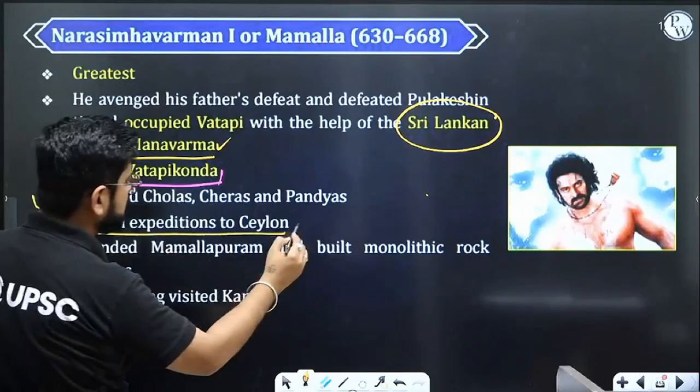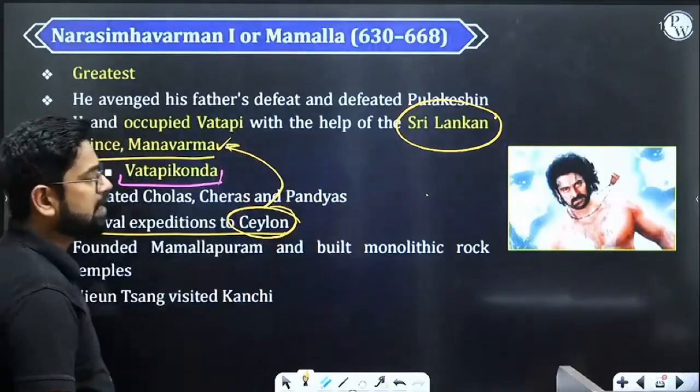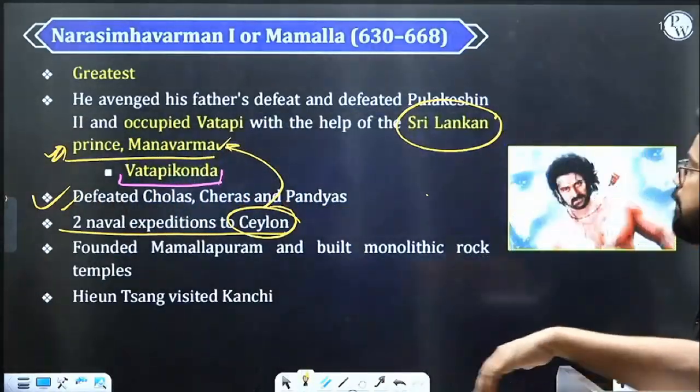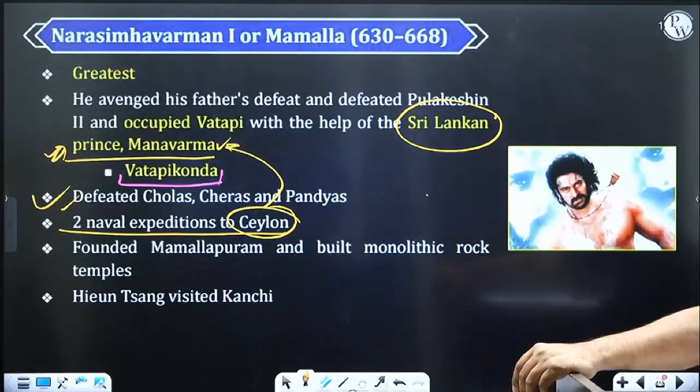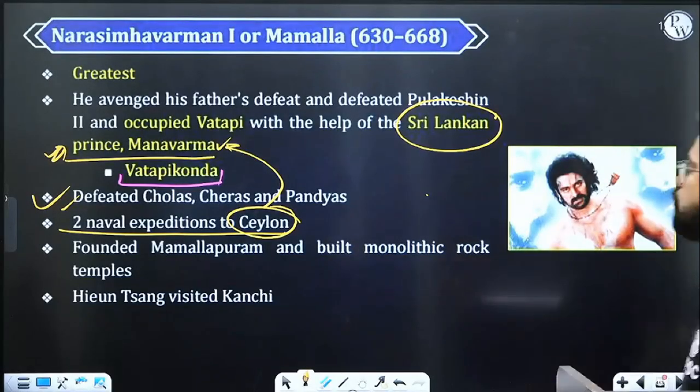He had sent 2 naval expeditions to Sri Lanka. He needed help. His friend Manavarma, right? He needed help, so he sent 2 expeditions to help him. Though he could not help him properly, but yes, he tried. Right? Also, he is the one who will be making those mandaps, who will be making those monolithic rock temples.